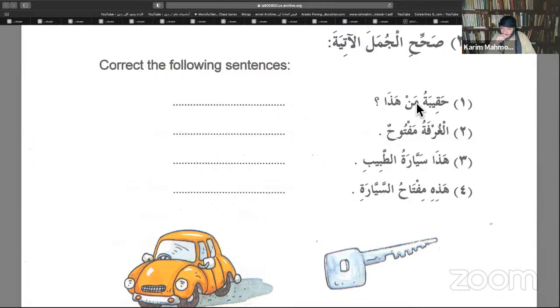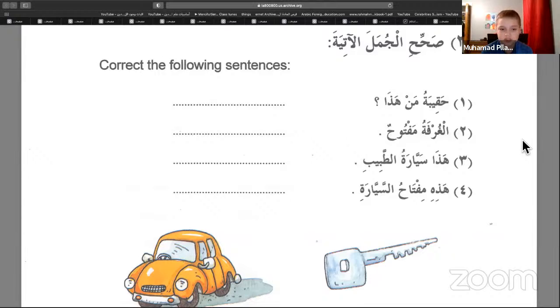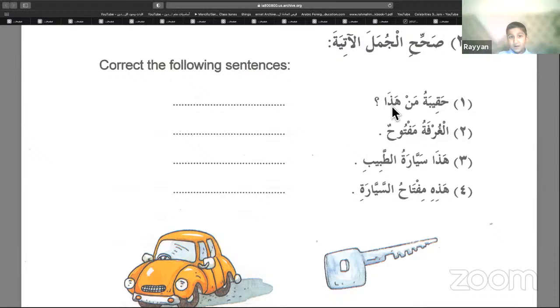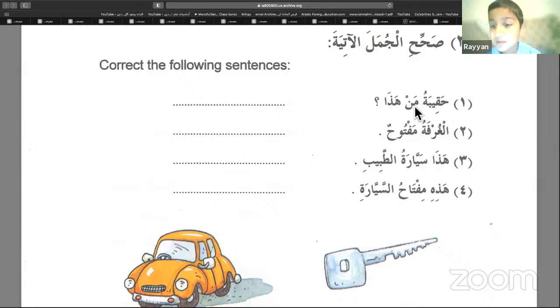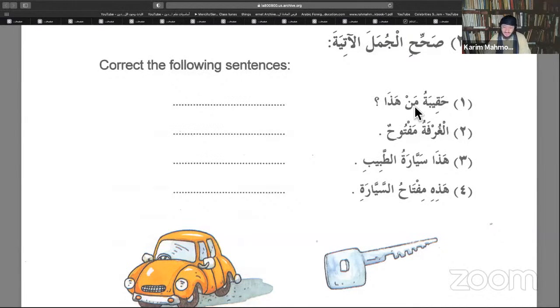So let's give this question to Rayyan. Oh, Rayyan time. Hi, Rayyan. Now there is a mistake here. Haqibatu man hadha. There is a mistake here, Rayyan. Can you correct this mistake? The problem is in men. Men is the wrong one. No, it's not the men. Haza. Okay, haza. So haza's wrong. What are we gonna change it to be?